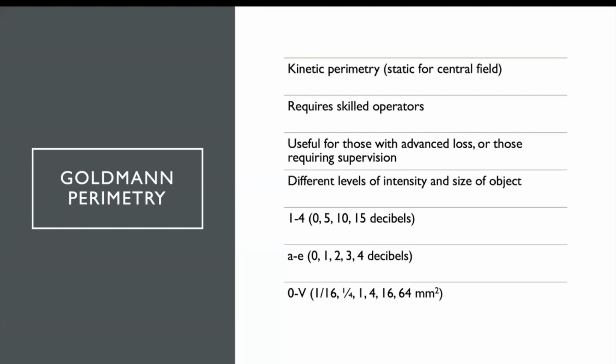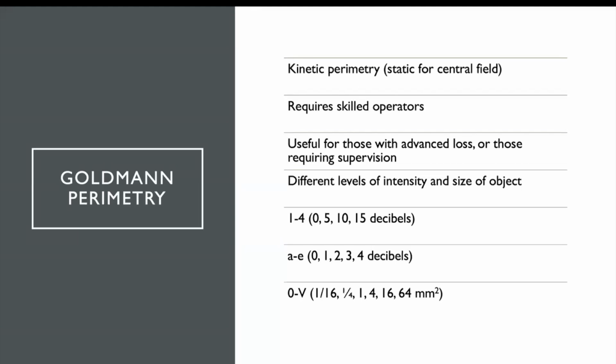So you can imagine it requires somebody who knows what they're doing. It is very useful for those with very advanced loss of field. It's also very useful for those who require a lot of supervision in maintaining fixation. If you leave somebody on a Humphrey test, they're going to lose fixation a lot. That sort of patient might need someone in the room, or a Goldmann perimetry, to try and keep them focused as much as possible. So, for example, in children or in patients with learning difficulties, the Goldmann perimetry can be quite handy.